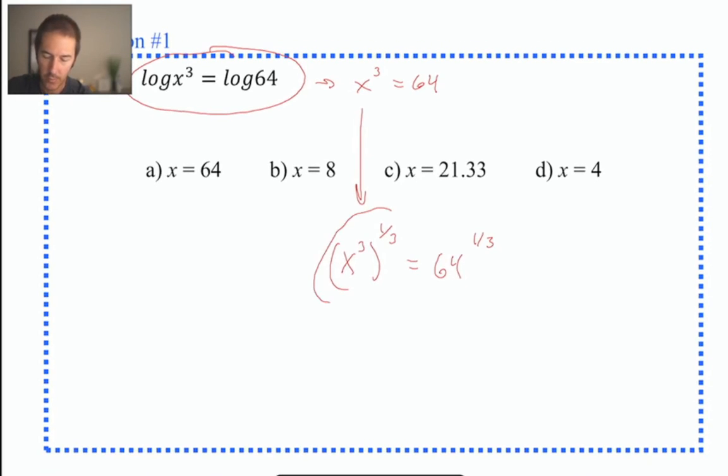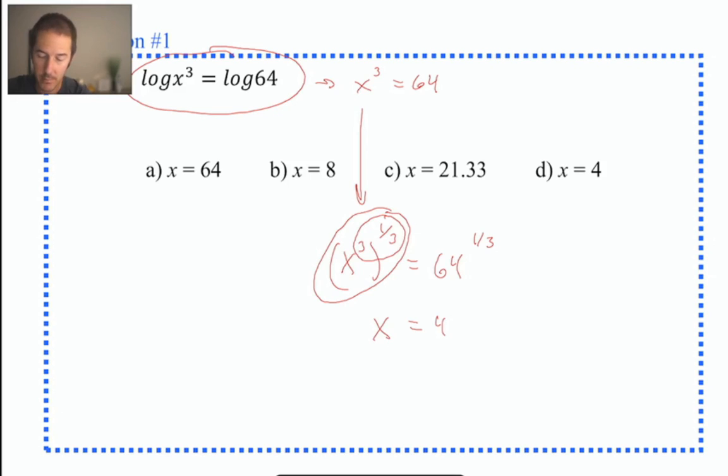And here we're seeing our x value raised to a power, raised to another power. And when you have a thing to a power, you can multiply those powers together. And of course, 3 times 1/3 equals 1. So you end up with x to the first power equals positive 4. So that's another good way to get your answer.